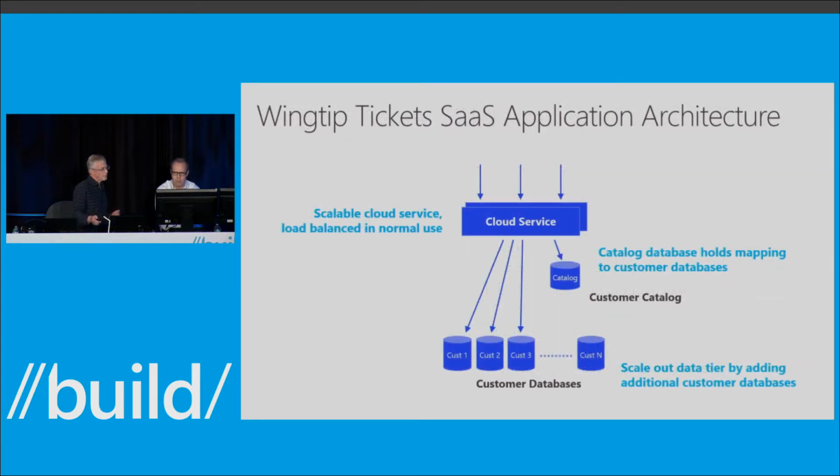OK, so if we take a look at the architecture of Wingtip Tickets, the SaaS application, this is the architecture we've implemented. And this really is what we've built here. So it's a cloud service. It's scalable. You connect to it through customer-specific endpoints. And then we use a system to route you to the correct database based on the customer identity. So as you identify yourself, you come in here and we do that routing. And in fact, that's the first of several challenges that we're going to talk to as we go through here.